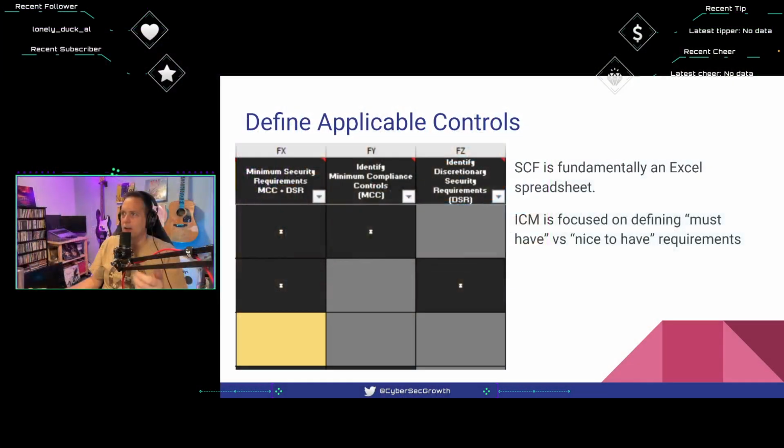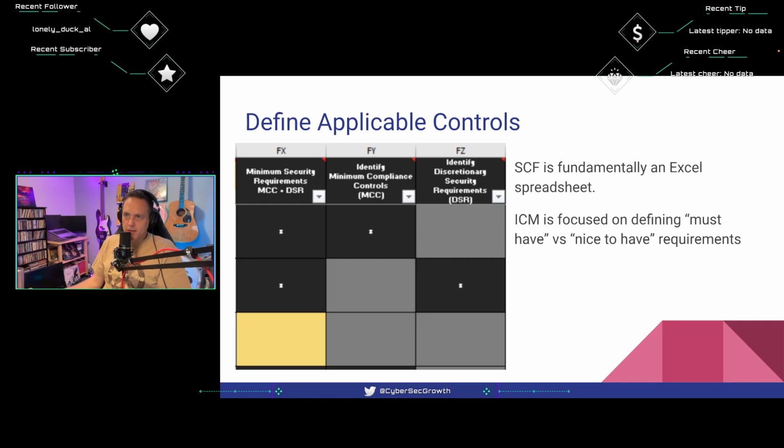Define applicable controls. So this is starting to give you a little bit of a view of what this thing looks like when it's actually in use. So this is actually part of the SCF download that you can grab. It's an Excel spreadsheet right from the Secure Control Frameworks website. So there's a column that exists in the SCF to help with the task of defining applicable controls. It's a column called the Minimum Security Requirements filter that'll help you with the process.